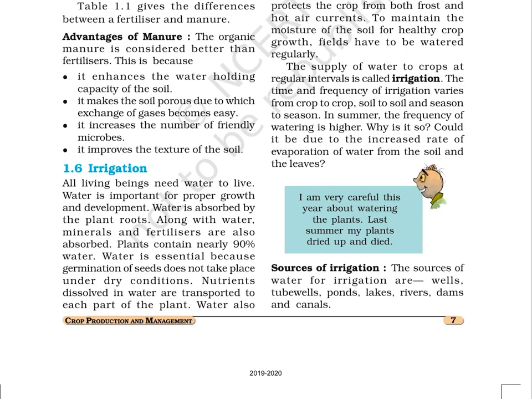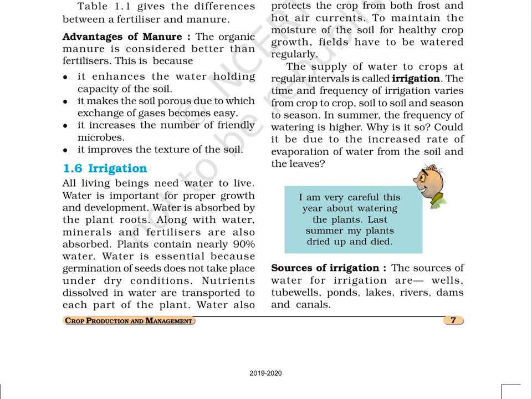1.6. Irrigation. All living beings need water to live. Water is important for proper growth and development. Water is absorbed by the plant roots. Along with water, minerals and fertilizers are also absorbed. Plants contain nearly 90% water. Water is essential because germination of seeds does not take place under dry conditions. Nutrients dissolved in water are transported to each part of the plant. Water also protects the crop from both frost and hot air currents.